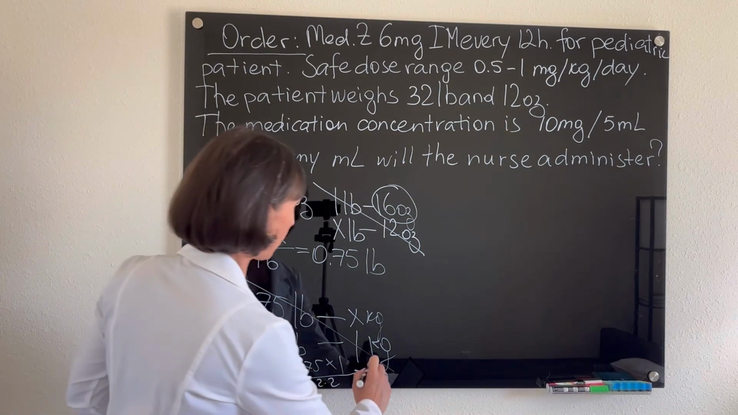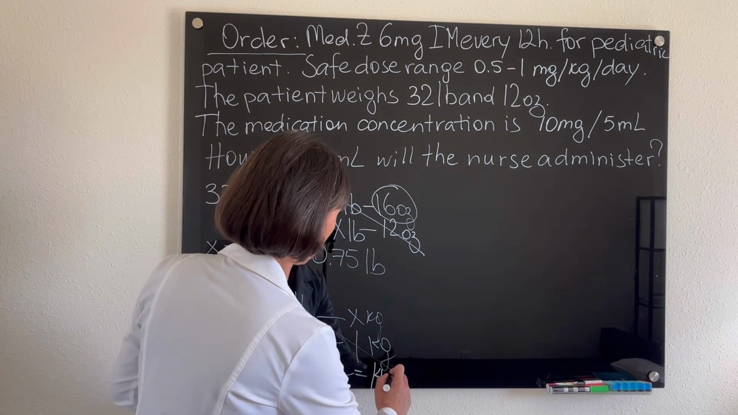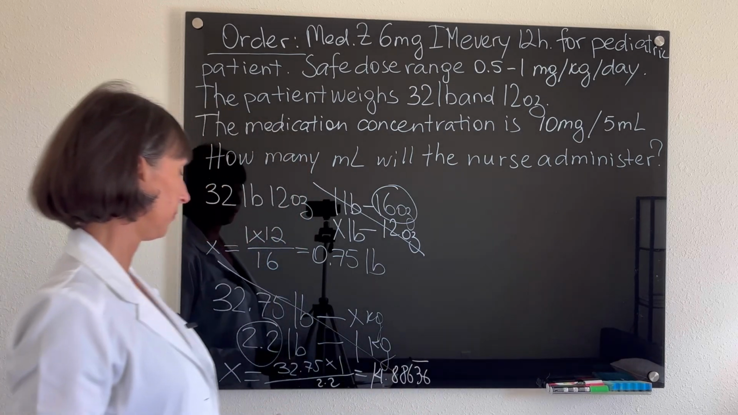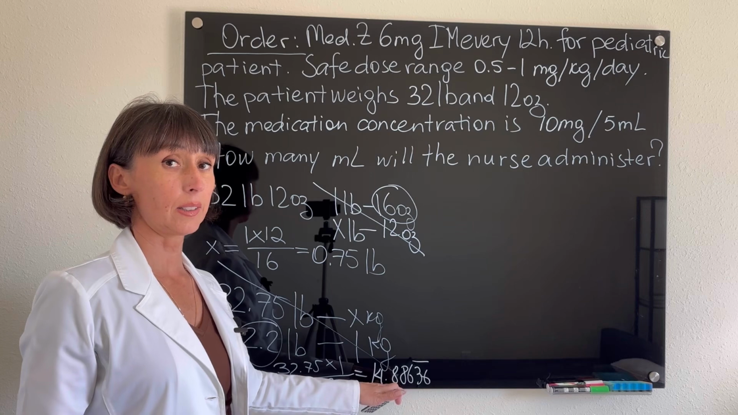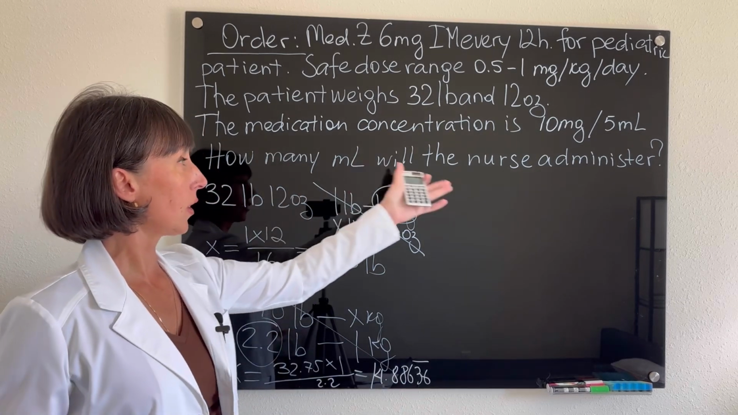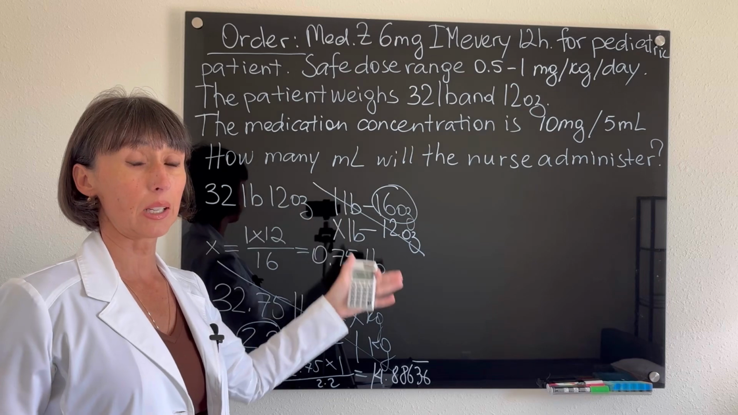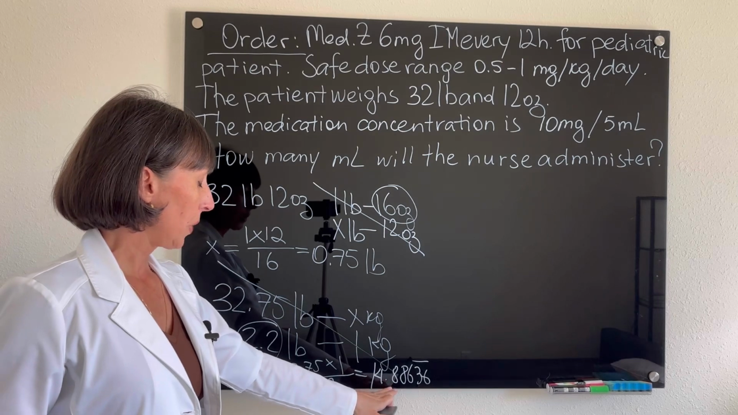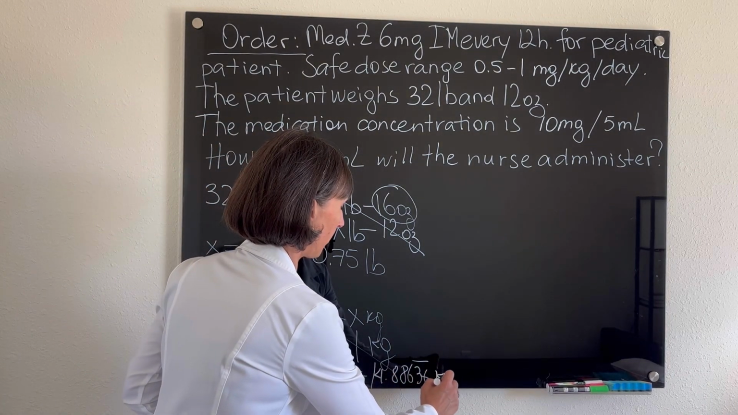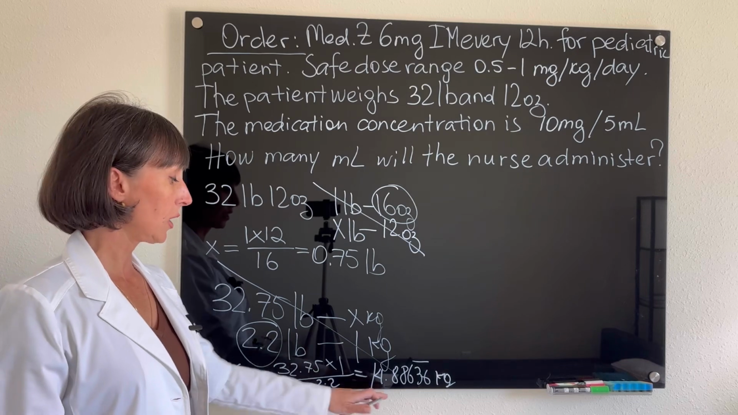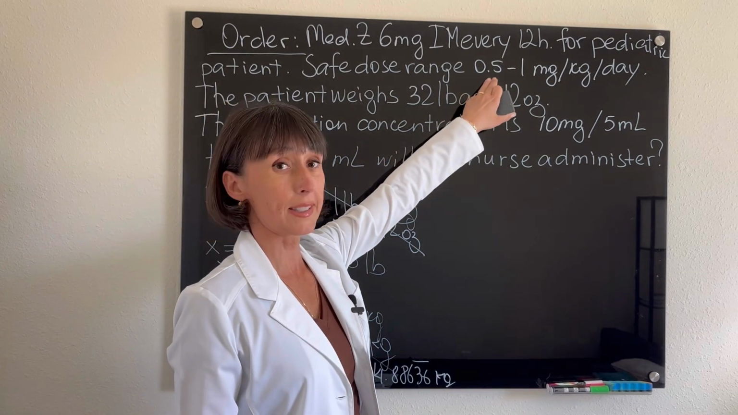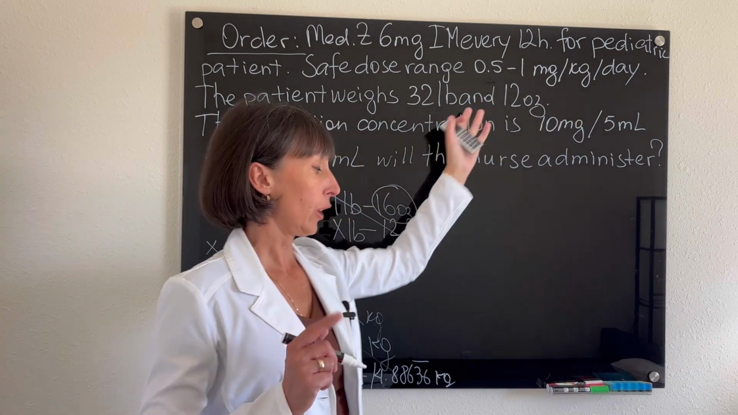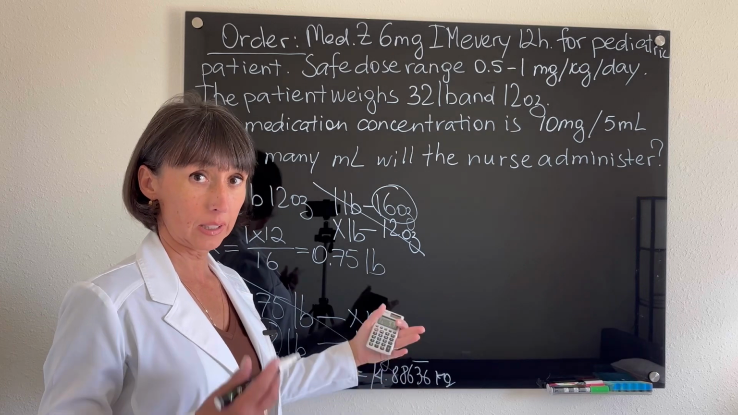And the answer is 14.88636 repeated. I'm not going to round this number yet. Rounding, if it's instructed to round in the problem, has to be done at the very end. You do not round preliminary calculations. So our patient has this many kilograms. Now I'm ready to take these kilograms and plug them into my safe range. It is 0.5 to 1 milligram per 1 kilogram. What is it for my 14 and change kilograms?